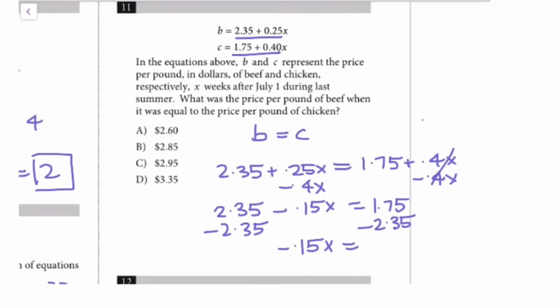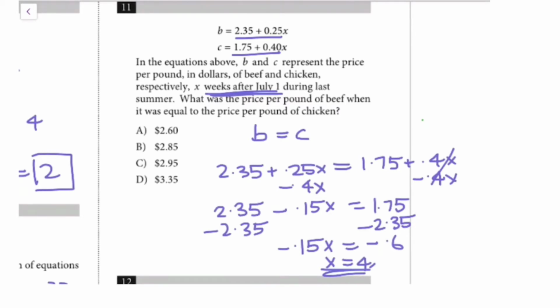equals negative 0.6. So my x, if I divide by negative 0.15 on both sides, I get x is equal to 4. But my x is not what I'm looking for, because x is the weeks after July 1st, right? So to find the price, I'm going to have to substitute in 4 for x into one of the equations to find the actual price.